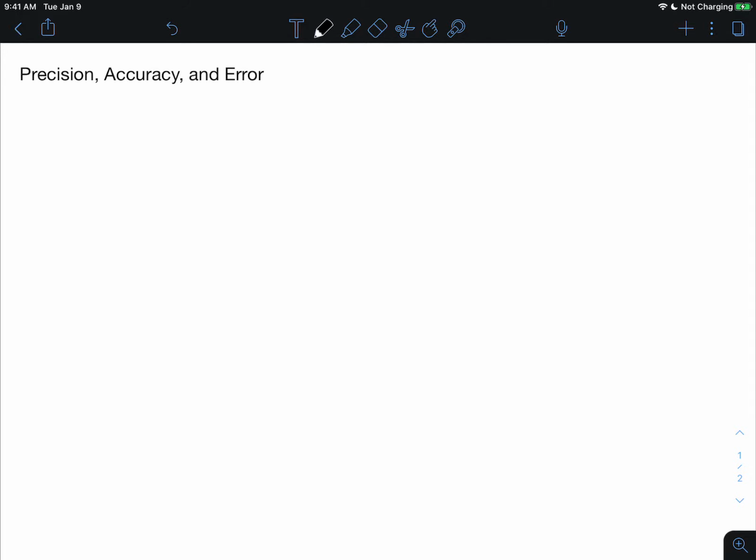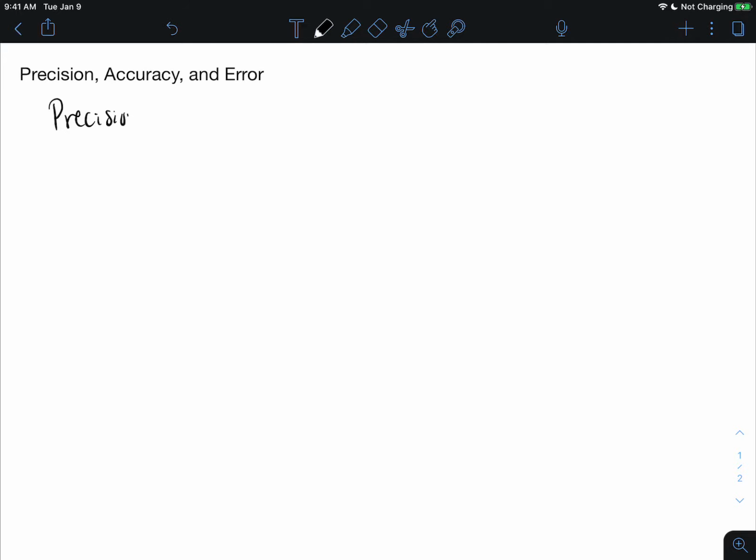Guys, we're going to be looking at precision, accuracy, and error in this video. We're going to be looking at the differences between precision and accuracy, defining precision and accuracy, and then recognizing what error is and that it exists in all measurements. So let's start by looking at what precision and accuracy are.